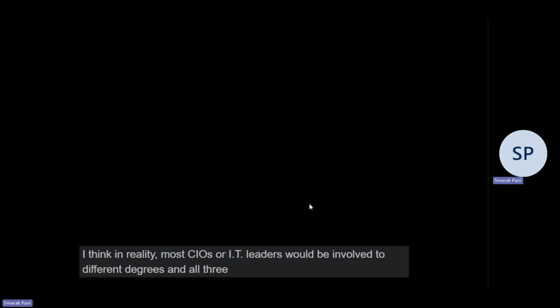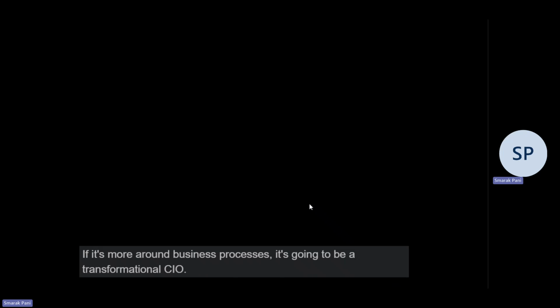I think in reality, most CIOs or IT leaders would be involved to different degrees in all 3 of these different elements, but where they spend most of their time would really determine which archetype they belong to. So if it's more around the operations, it's a functional CIO. If it's more around business processes, it's going to be a transformational CIO. And if it's more around the overarching business strategy and business direction, that's going to be more of a business strategist CIO.